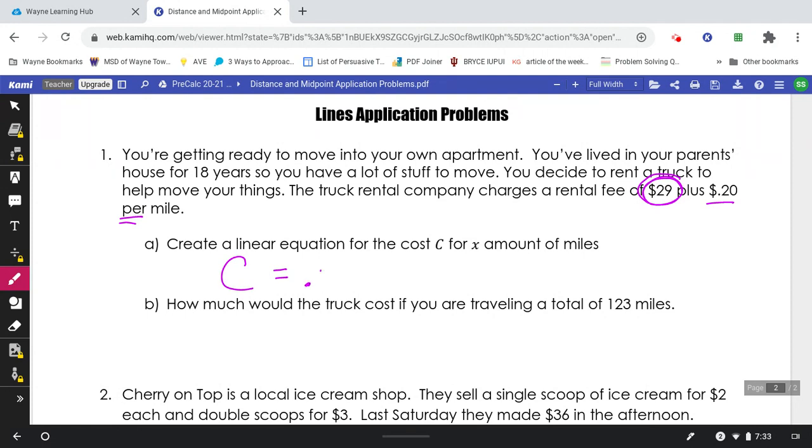You should get 0.20 for the 20 cents per mile, that's your X, plus the $29. And that's it for that equation. Now part B asks us to use that equation. How much would the truck cost if you were traveling a total of 123 miles? That's our X. X was miles. So we're going to do the same thing, except we're just going to plug in the 123.